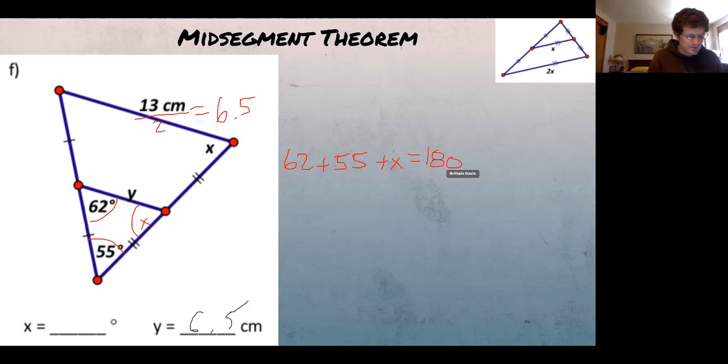All right, this would be an example of using the triangle sum theorem, TST. So if I do this real quick, that's 117, I believe. And then I can subtract the 117 from both sides, which I believe gives us 63 as our final answer, 63 degrees.